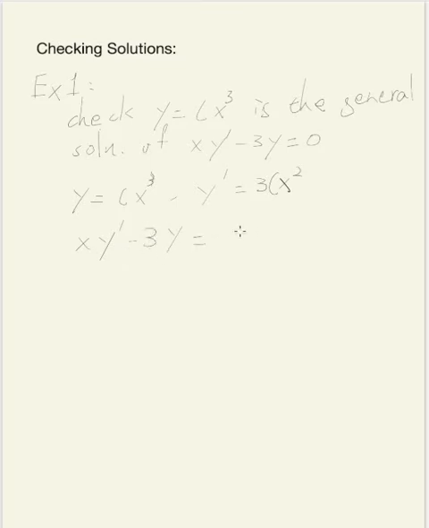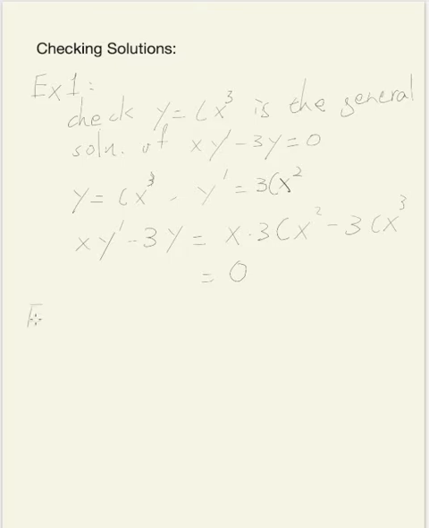is x times 3c x squared, then minus 3c x cubed. Now x times x squared becomes x cubed, so they cancel out, and we get 0. So we just confirm that xy prime minus 3y is indeed 0, and we're done. That means this is indeed the solution of this equation.